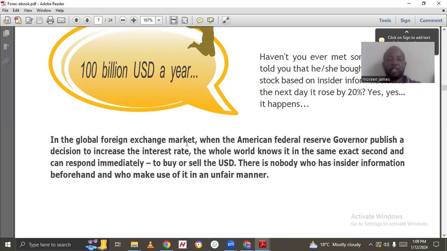In the global foreign exchange market, when the American Federal Reserve Governor publishes a decision to increase the interest rates, the whole world knows. It's like a referee. Whether you have 100 billion or 10 billion or $250, everyone gains the whole information at the same time. The whole world knows in the exact same second and can respond immediately to buy or sell the dollar. There's nobody who has insider information beforehand and who can make use of it in an unfair manner.